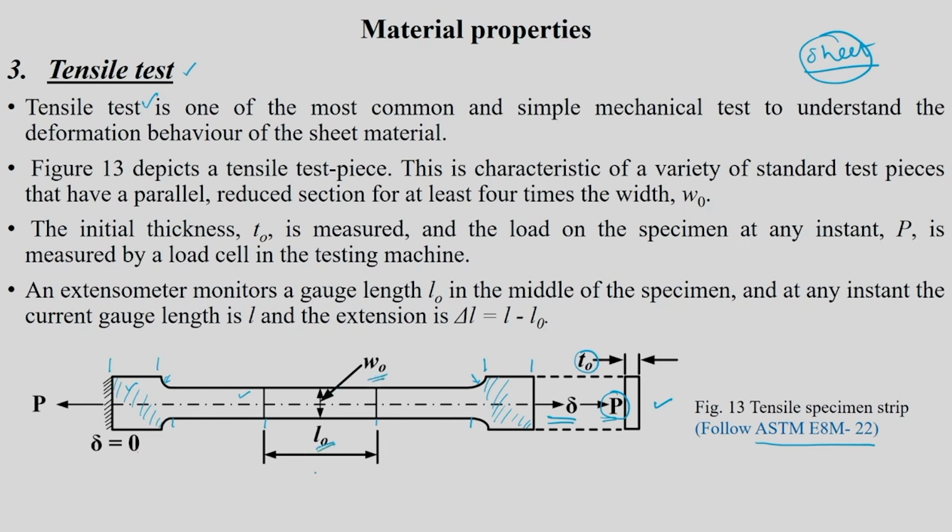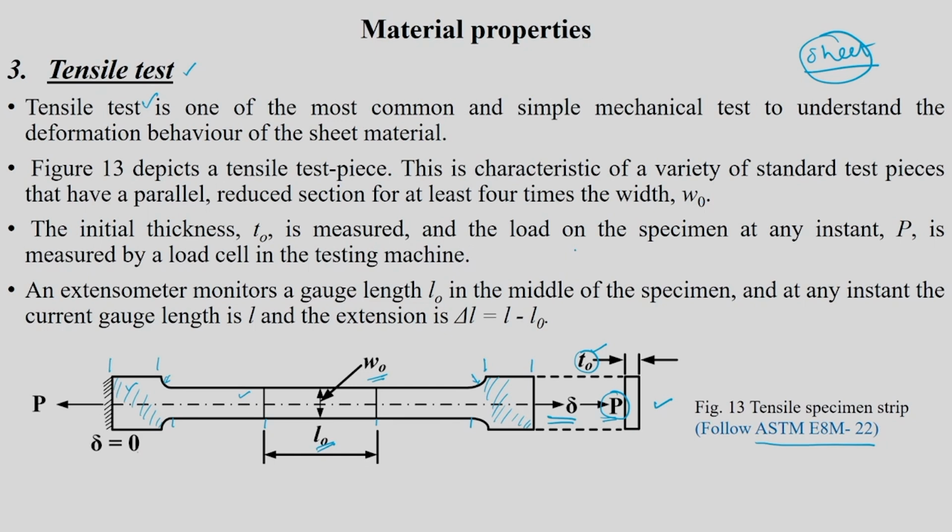Okay. This L0 is a reference length that we are picking up. It is generally called the gauge length. Okay. And another dimension you have is T0 here. That is the initial thickness. Okay. So, this is a characteristic of a variety of standard test pieces that have a parallel reduced section of at least 4 times the width W0, but there are standards meant for that.